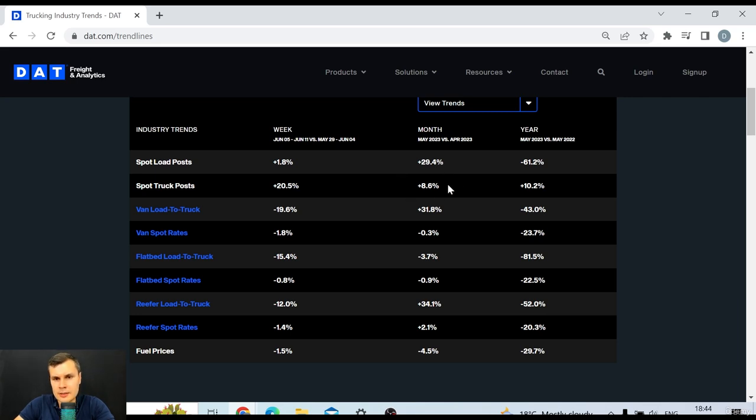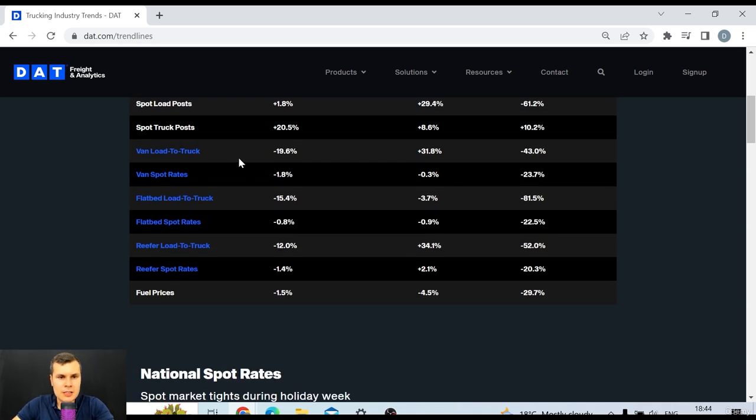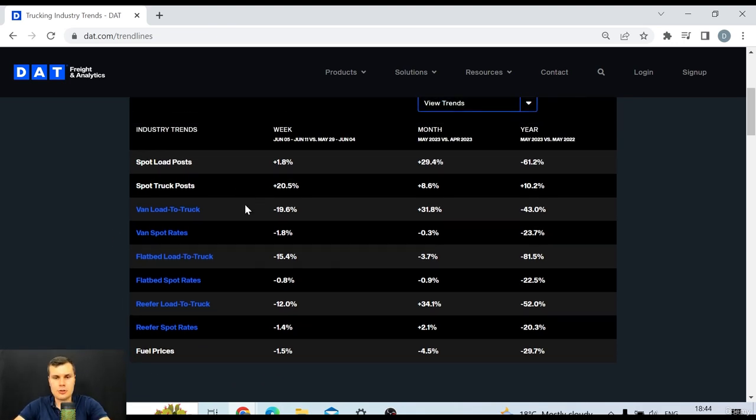So this statistics usually means that the rates, the prices for transportation have increased between the months of April and May, just because of the increase of the demand. And then we see for each type of equipment, for dry van and flatbed and reefer, load to truck ratio. So load to truck ratio is essentially the ratio of demand, and the demand for transportation went up by pretty much almost 32% for dry van.